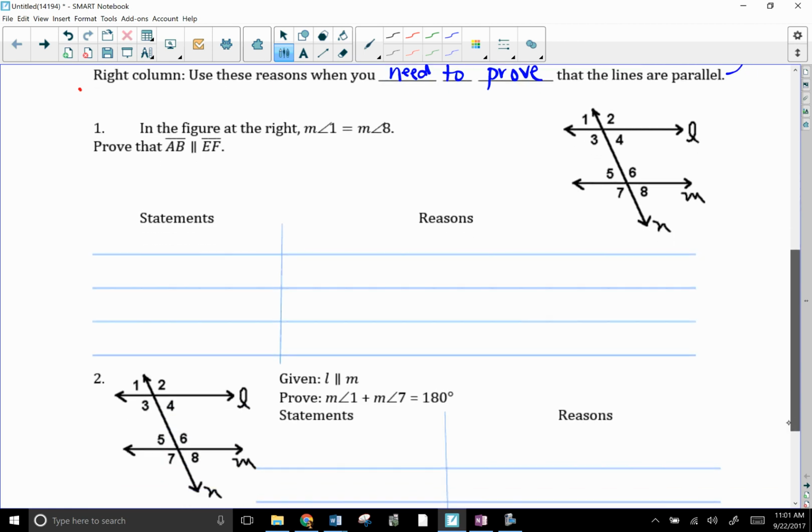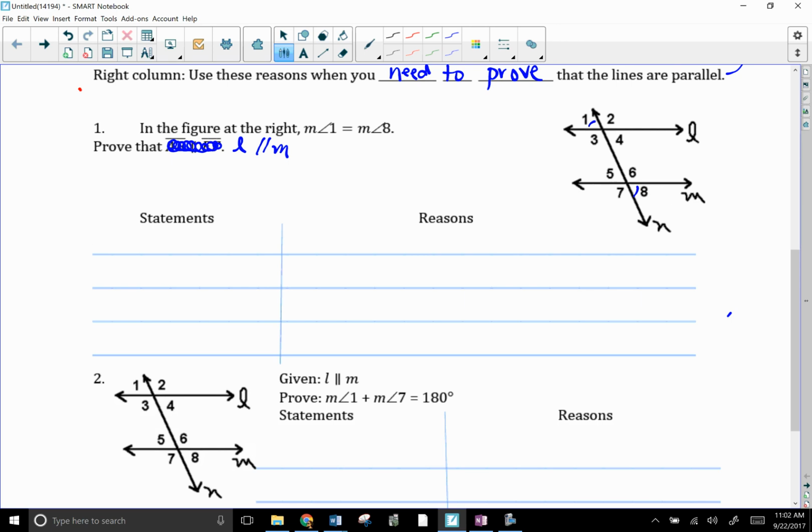Okay, so how does that look? Well, it says in the figure at the right, the measure of angle 1 is given to be equal to the measure of angle 8. I now want you to prove, whoops, I found a typo. I want you to prove that L is parallel to M. In the notes you get, that should probably be corrected, but on my virtual copy it was not. My apologies. So if 1 is equal to 8, prove that L is parallel to M.